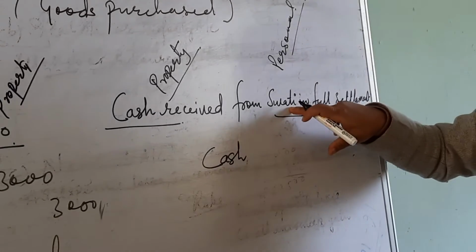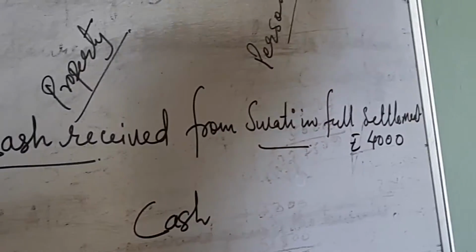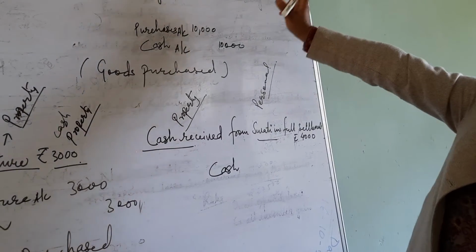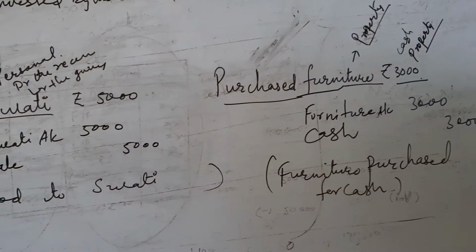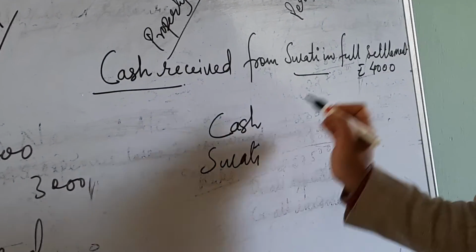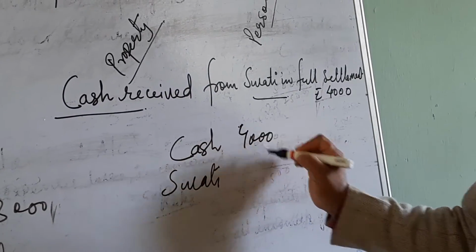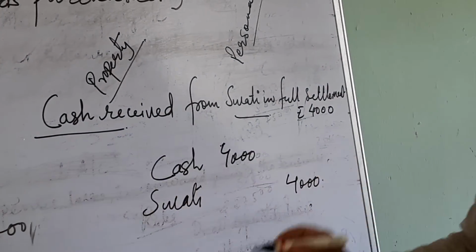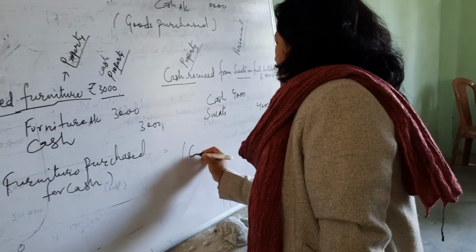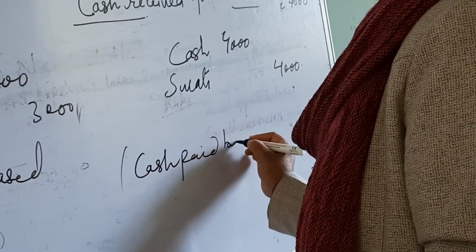And in the second line, Swati is giving, isn't it? Is Swati the giver or receiver here? Giver. The personal rule says debit the receiver, credit the giver. That means Swati is the giver. So we write here Swati. What is the amount? 4,000. Here it is 5,000. Now what will be the journal entry? Cash paid by Swati.